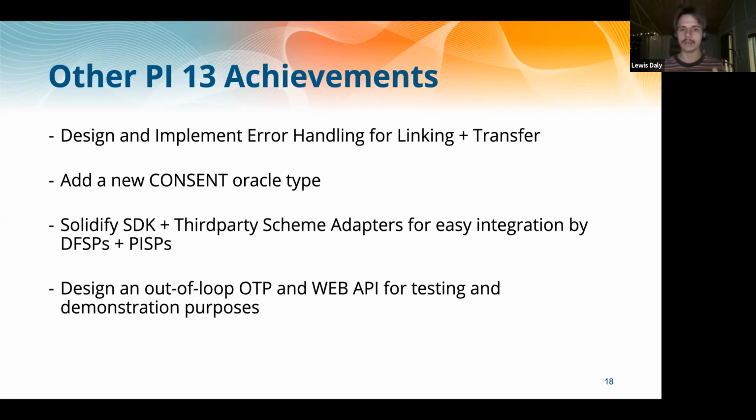And we've designed all of our error handling scenarios now, and we're currently in implementation for that, maybe about 50% of the way through. We've added a new consent oracle type, which allows us to register this link between a PISP and a DFSP with an oracle, which is kind of a kicking off point for a bunch of future features that we'll want with PISP down the line. But it also helps us to complete our current set of features.